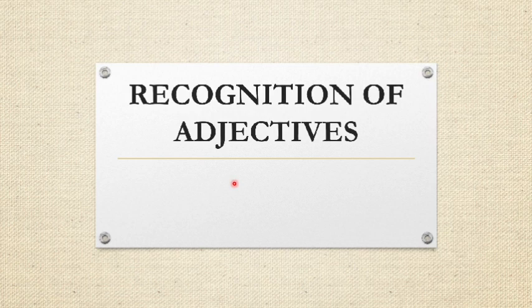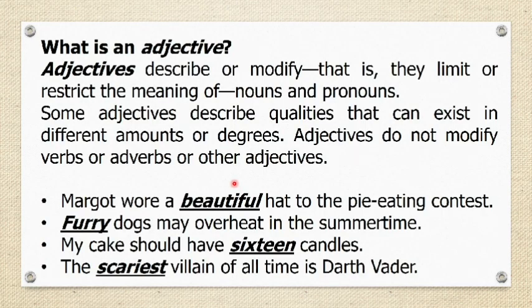Before going straight into recognizing adjectives, let us first know what an adjective is. Adjectives describe or modify, that is, they limit or restrict the meaning of nouns and pronouns. Some adjectives describe qualities that can exist in different amounts or degrees. Adjectives do not modify verbs or adverbs or other adjectives.